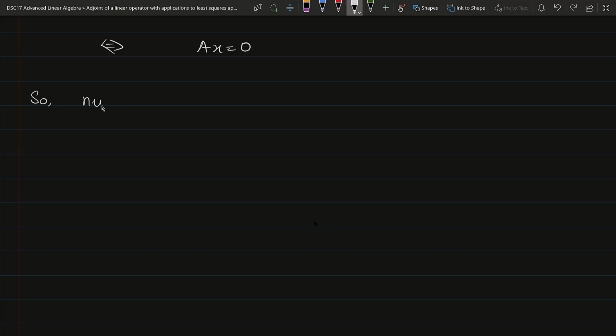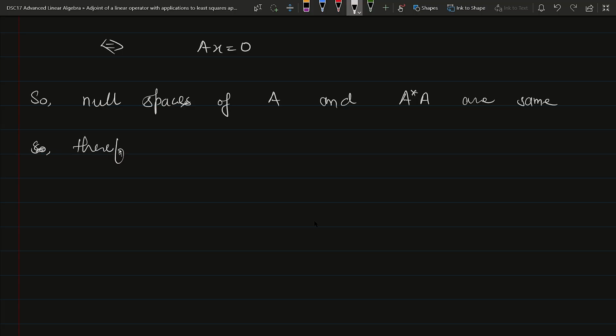Okay, so null space of A and A star A are same, दोनों का नल स्पेसेस सेम है. So null spaces are same, therefore you can say nullity of A is same as nullity of A star A. This nullity represents the dimension of null space.